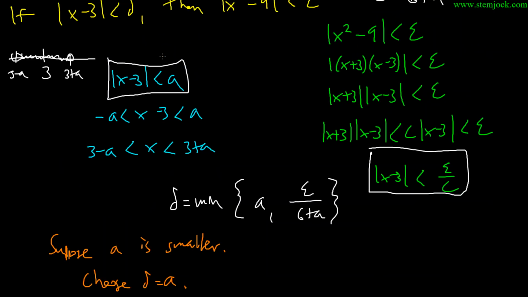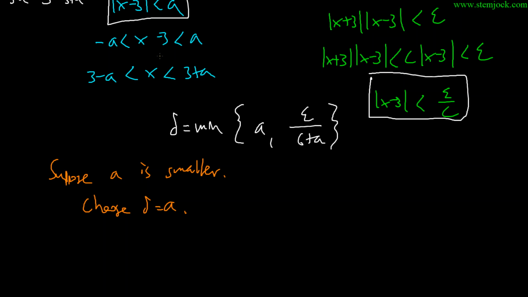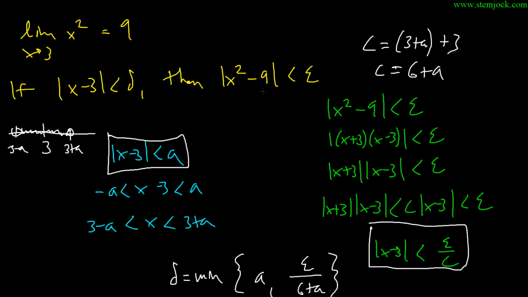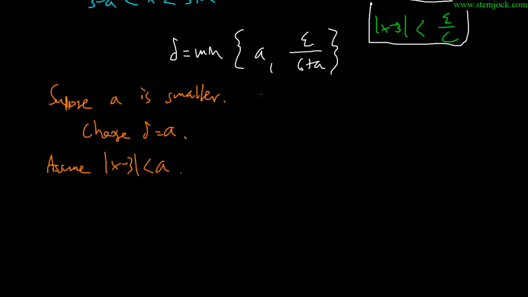So I assume that the antecedent is true. So assume the absolute value of x minus 3 is less than A. And now I'm going to prove the consequent. So I'm going to start with the left side here. That's the absolute value of x squared minus 9.